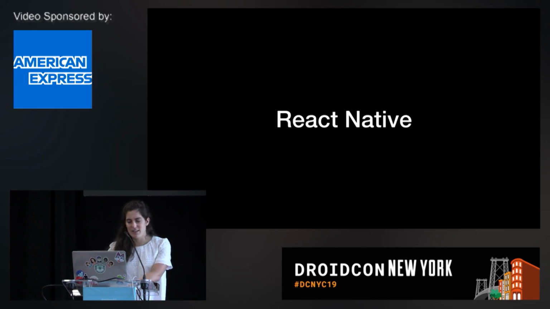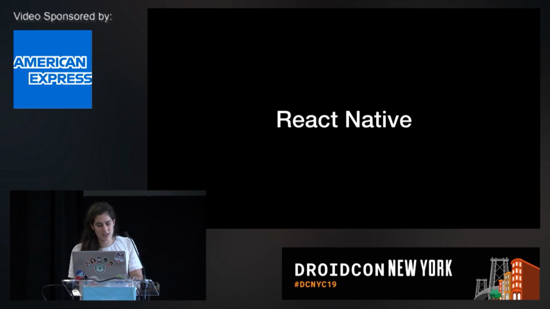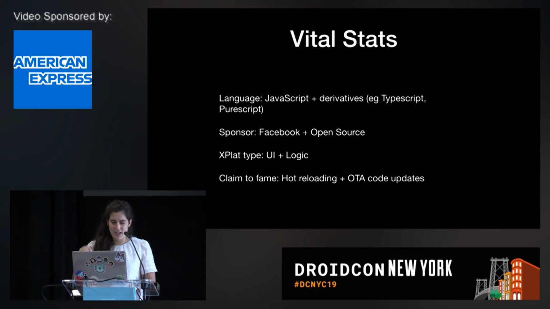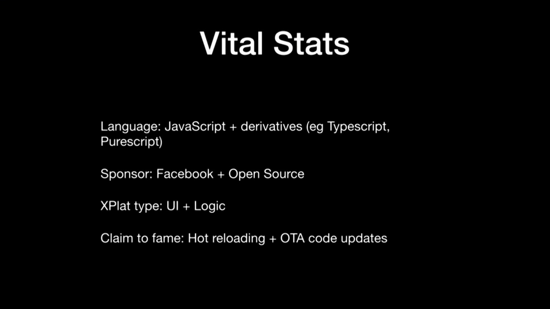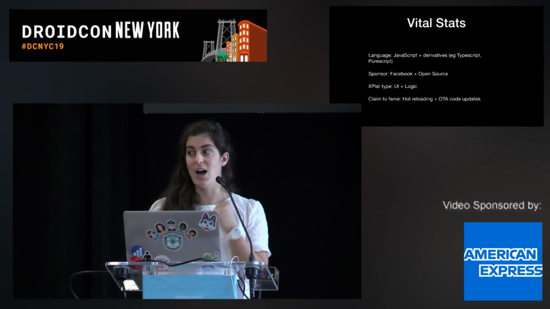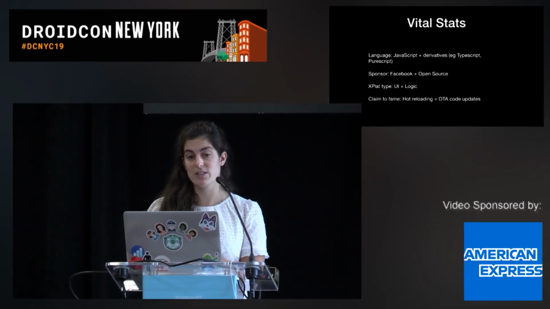We're going to start with React Native because I happened to type it first when I was building this slide. If React Native had a baseball card, it would look something like this: its language is JavaScript or any of the derivatives. So you can use TypeScript, PureScript, or Flow to gloss over some of JavaScript's quirks. It's sponsored by Facebook, but open source, as will be all of these that we evaluate. And the type is UI plus logic, and its claim to fame is hot reloading, which is the developer experience.